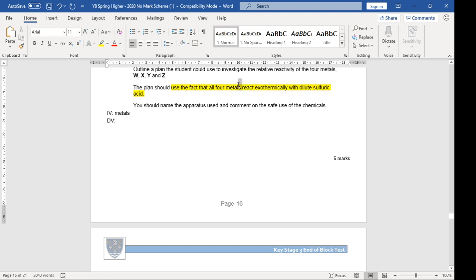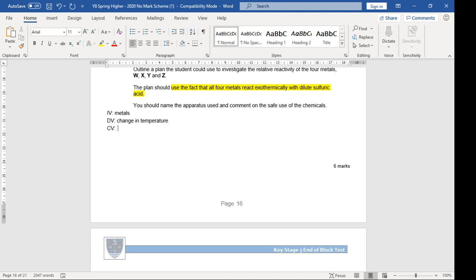So they all react exothermically with dilute sulfuric acid. So the thing I could measure is the change in temperature before and after the reaction. So I'll measure the temperature of the acid at the start, add in the metal, and then measure the temperature of the acid after the experiment to get the change in temperature.